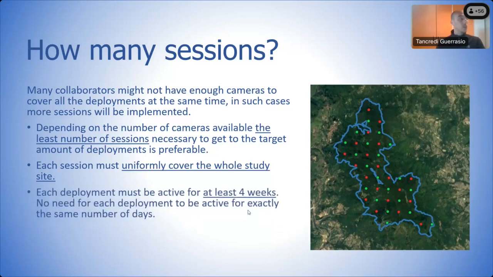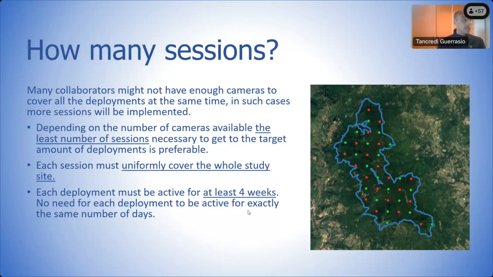And how long should each deployment last? The minimum duration for each deployment is 4 weeks. So each camera should be active for 4 weeks for each camera placement. However, if you are able to keep them for 6 weeks, then it's even better, because that would allow us to get more activations, more data, more pictures for more elusive species, which might then allow us to get density estimates for those species as well.